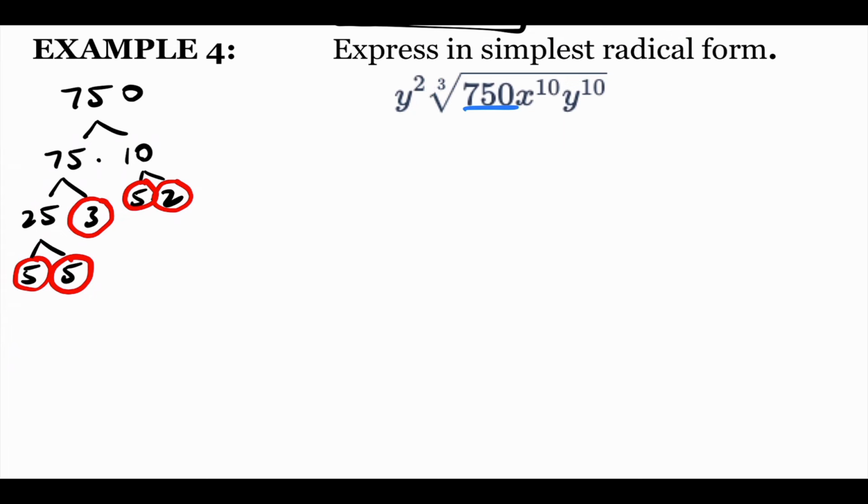I'm going to replace 750 with those numbers I circled. I'm going to rewrite everything. Y squared, third root. Instead of 750, I'm going to write 5 times 5 times 5 times 3 times 2. And then x to the 10th, y to the 10th.